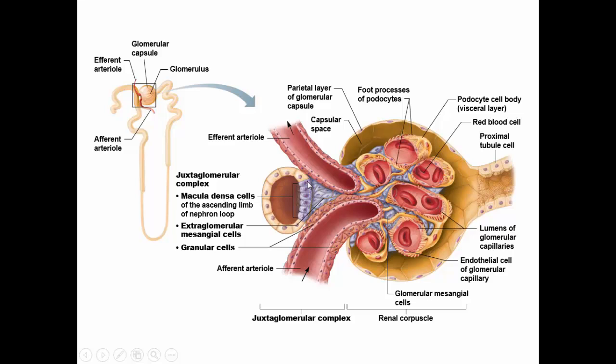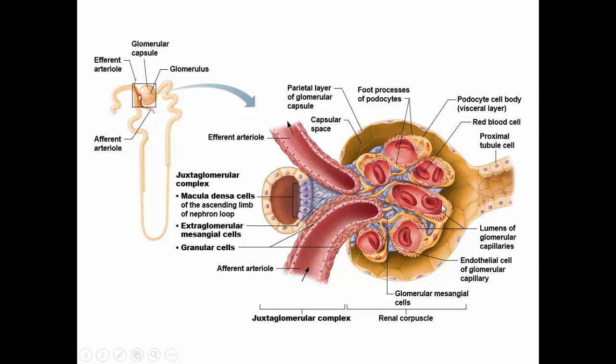Here are the macula densa cells. Here's the juxtaglomerular complex, this whole thing right here. Here are those special cells in the smooth muscle, the ones that control renin release. These cells are going to be responsive to sodium chloride levels in the filtrate. And here are the mesangial cells, the ones that help communicate between the two.